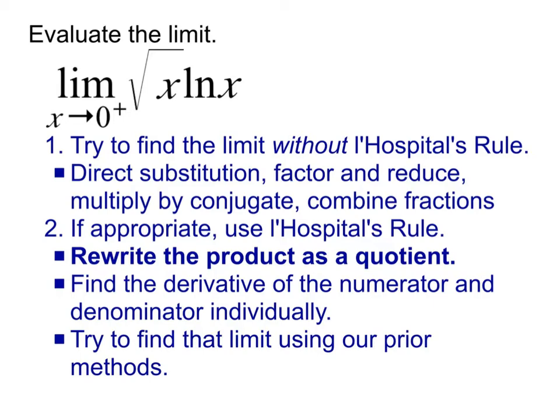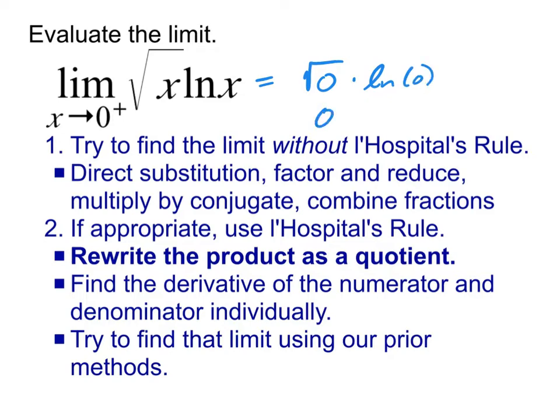Also because natural log, if you graph natural log, it also exists only to the right of 0. All right, so our process is, first of all, try to find the limit without using L'Hopital's rule. So notice this is exactly the same as what you did before. Try what you normally would. So let's actually try that. If I plug 0 into this, what's that going to give me? Well, it'll give me the square root of 0 times the natural log of 0.